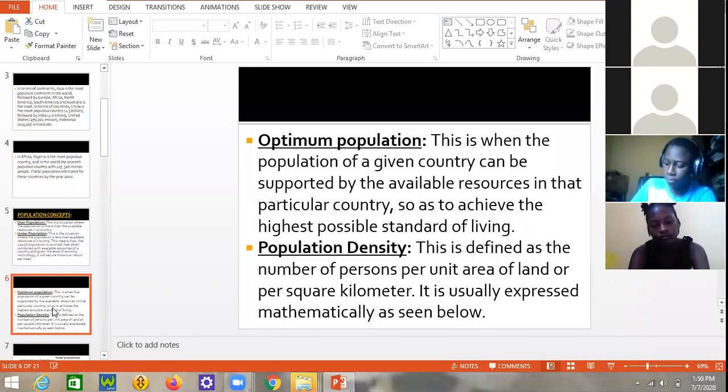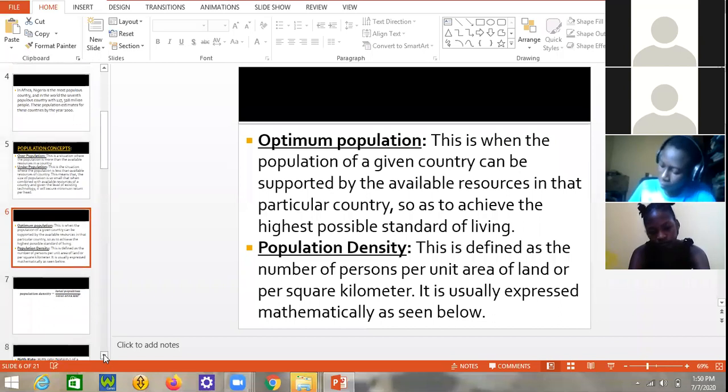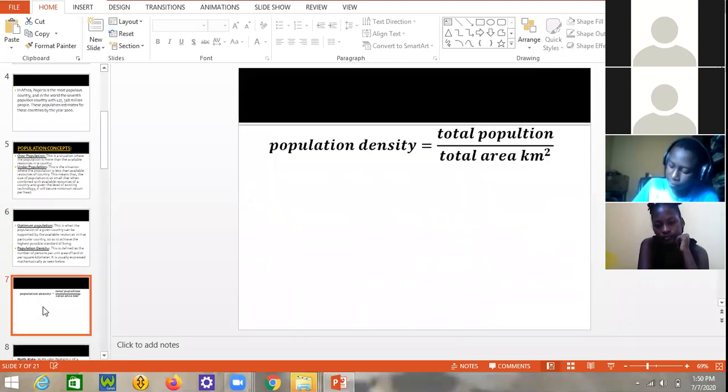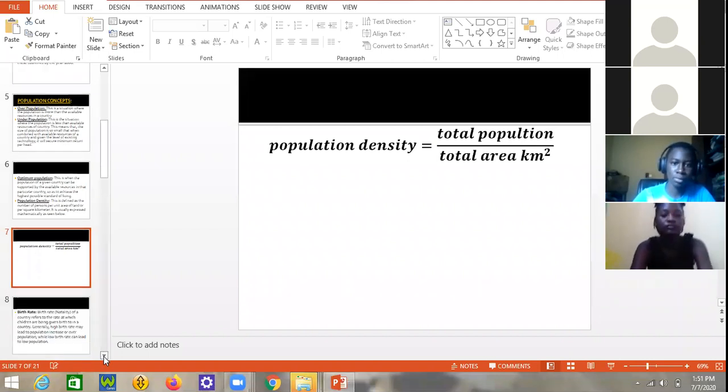And for you to get the population density of any area, there is a formula you use. That is the formula for you there. So for you to get the population density of any place, all you need is to get your population and your total land area, divide them, and your answer gives you your population density. So when you are asked to calculate the population density of a place, just get the total population and the total land area. When you divide it, your answer gives you the population density. Are we together?